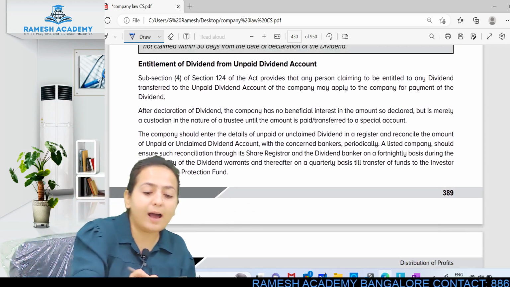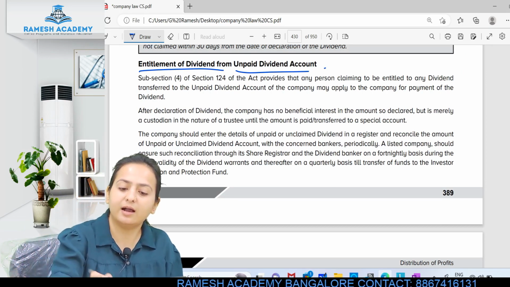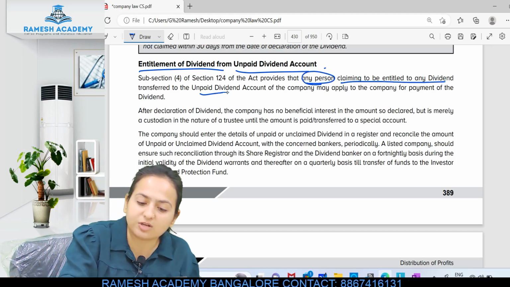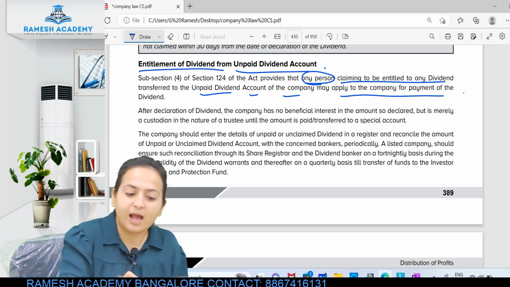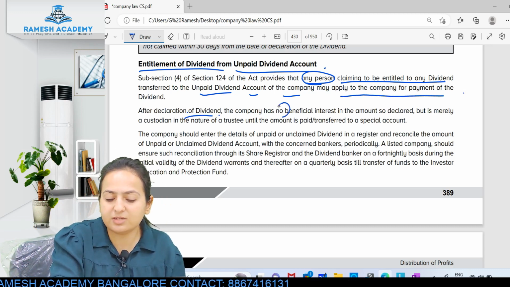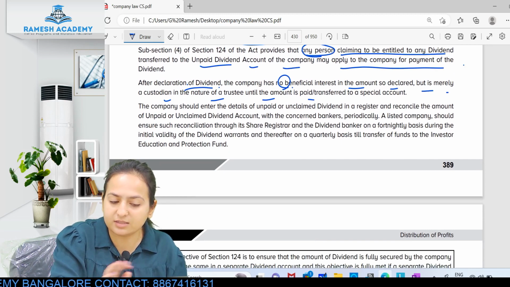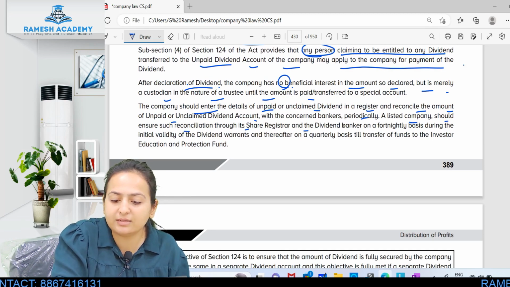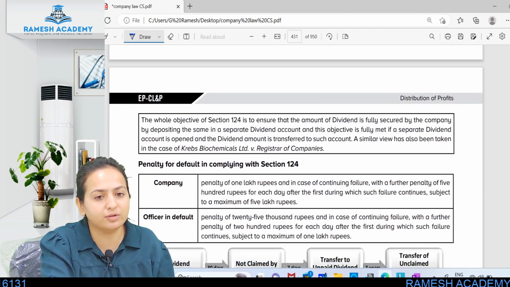Now, entitlement of dividend from the unpaid dividend account. Any person who is claiming to be entitled to any dividend which is transferred to the unpaid dividend account may apply to the company for payment of the dividend. After declaration of the dividend, the company has no interest in the amount so declared, but it is custodian or trustee. The company shall enter the details in the register and reconcile the amount. The listed company should ensure reconciliation. So reconciliation, and then you have to pay to that person who has asked for the dividend.